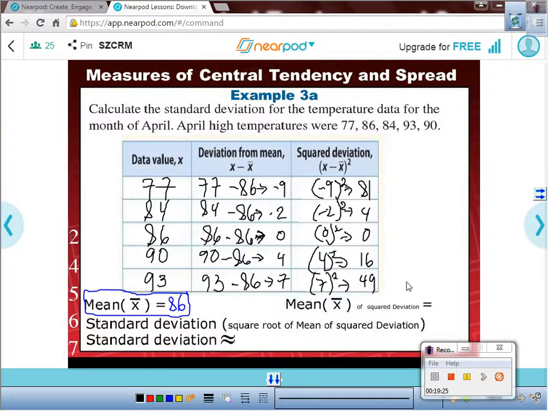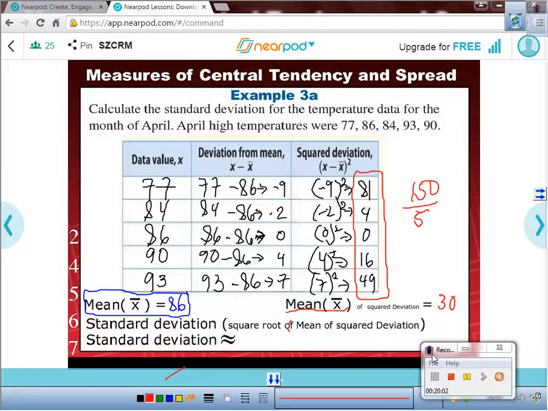Are we there so far? All right. Once we have that, look at the bottom of that column. What does it say? Find the mean. So we take these. Do we know how to find the mean using these data? Add them and divide by how many? 5. So 81 plus 4, that's 85. Plus 16, that's 101. Plus 49, that's 150. Divided by 5, that's 30.